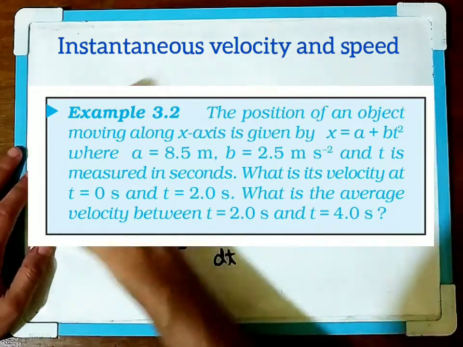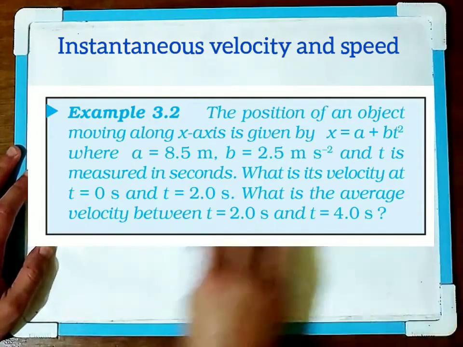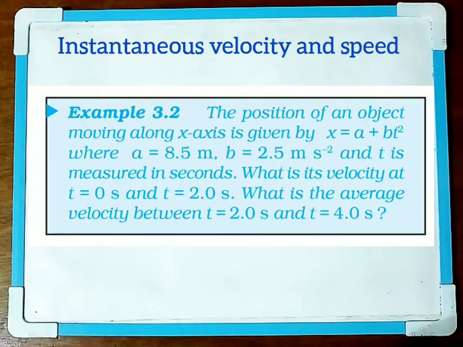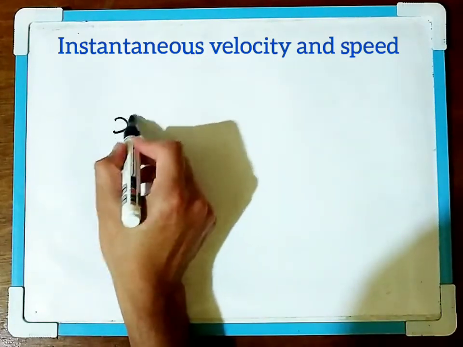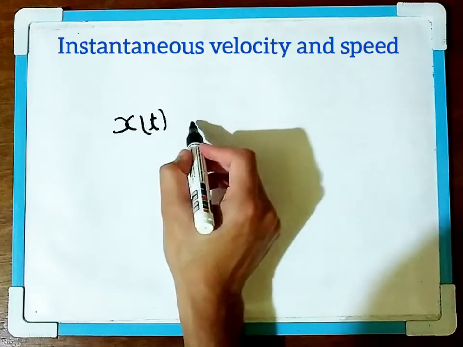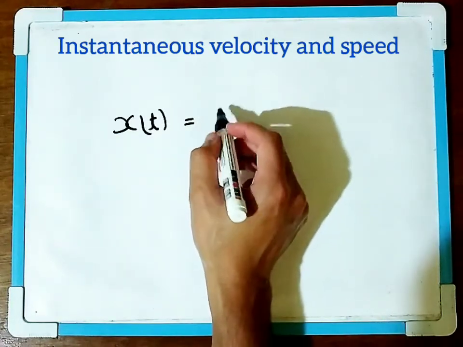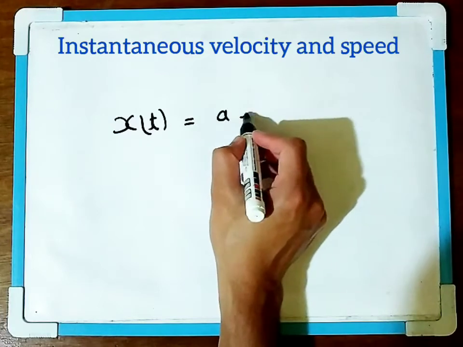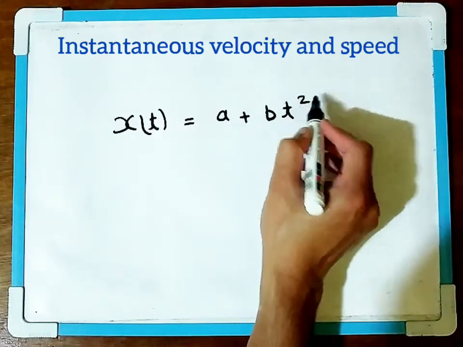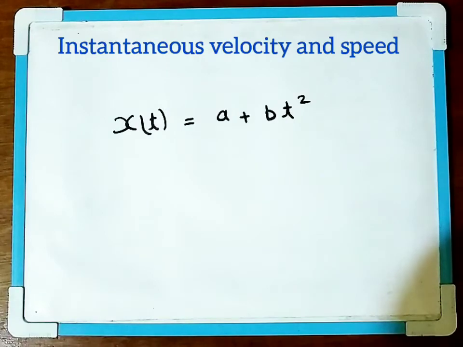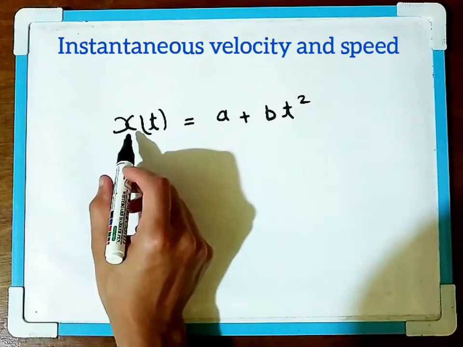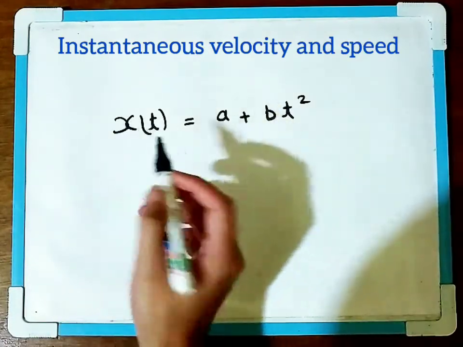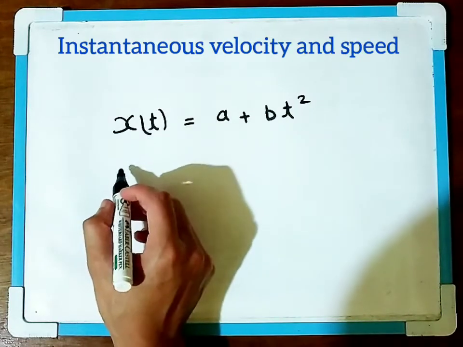So here it is given that your displacement depends upon t as, I'll write x(t) to be equal to a plus bt square. So if you want to find the instantaneous velocity, that is the velocity at 0 and 2 seconds, what you do is you take the derivative of this, another word is differentiate this x(t) with respect to time.